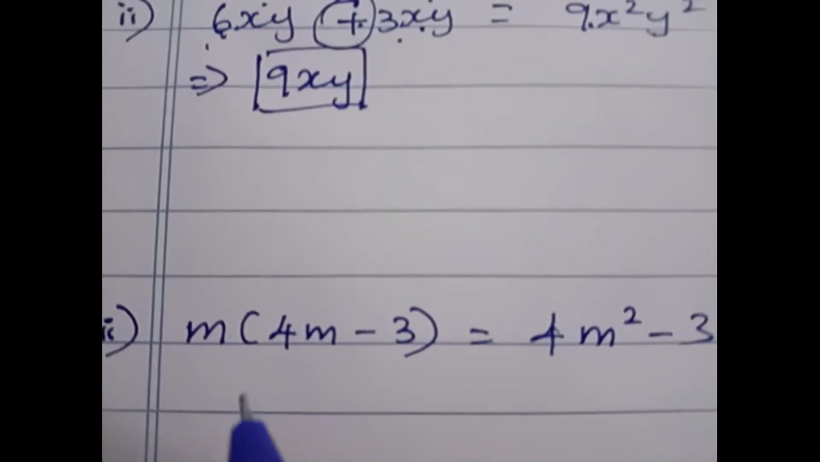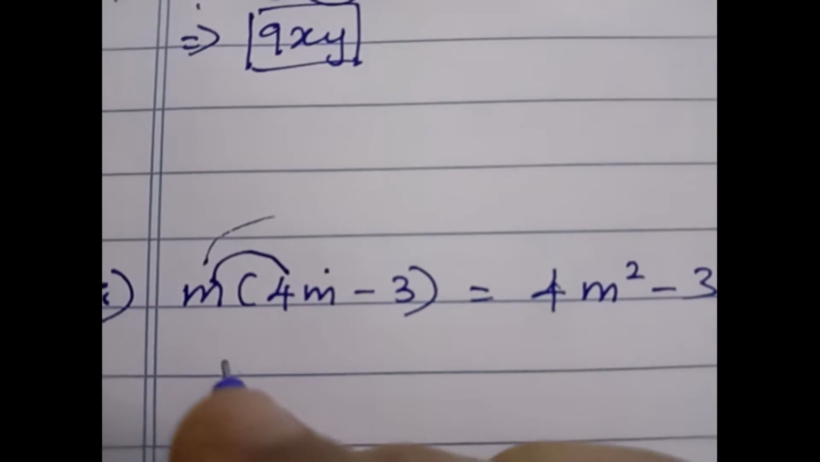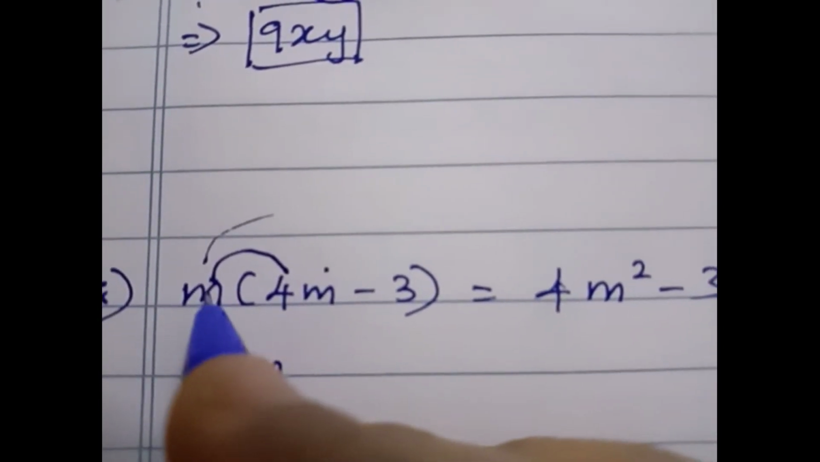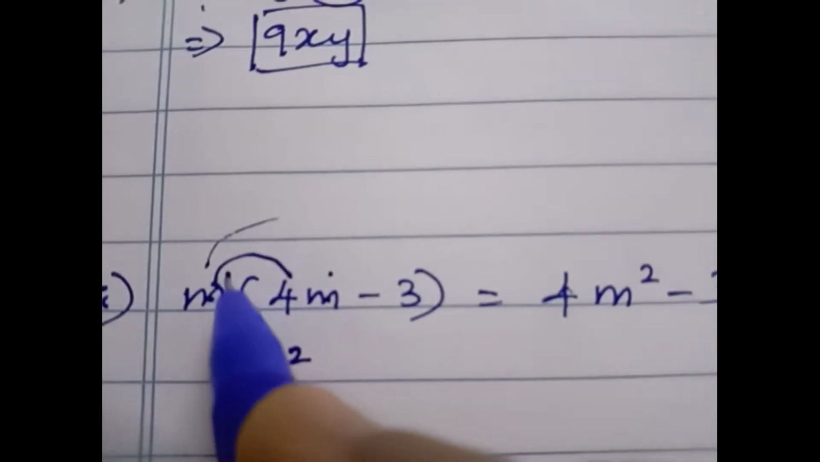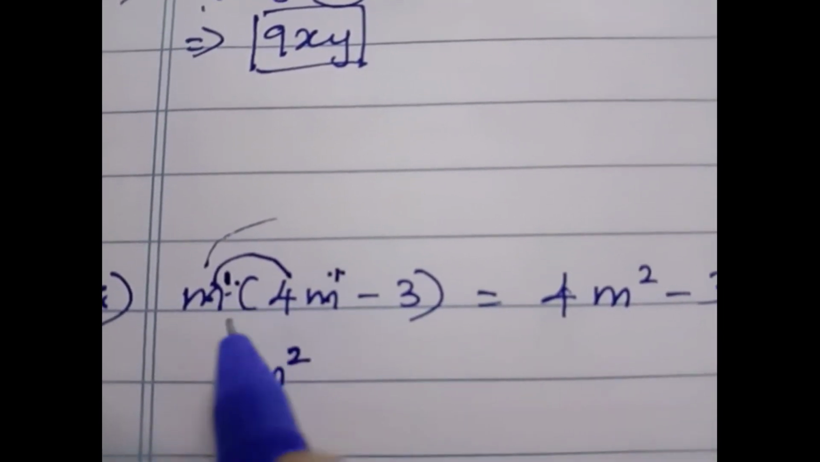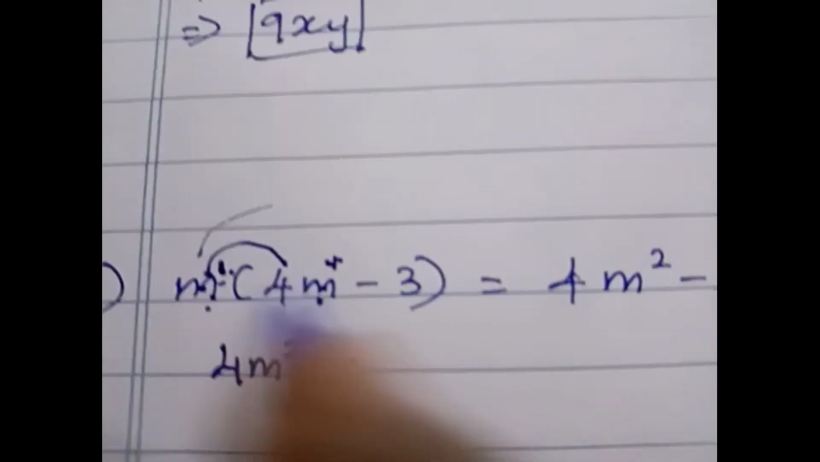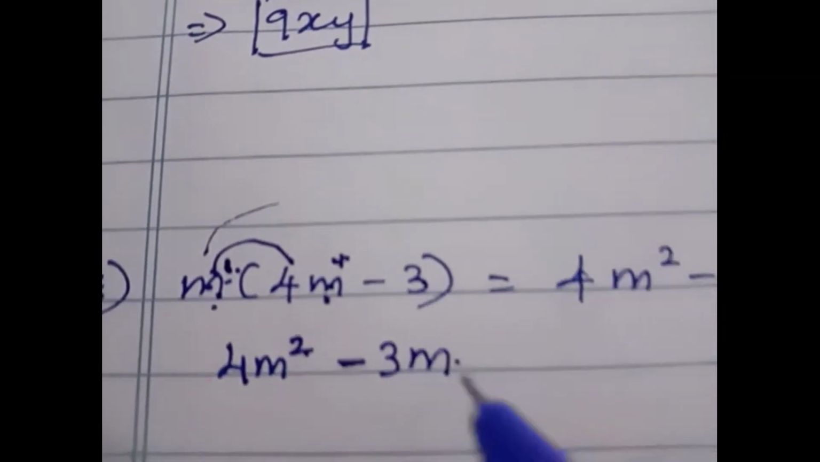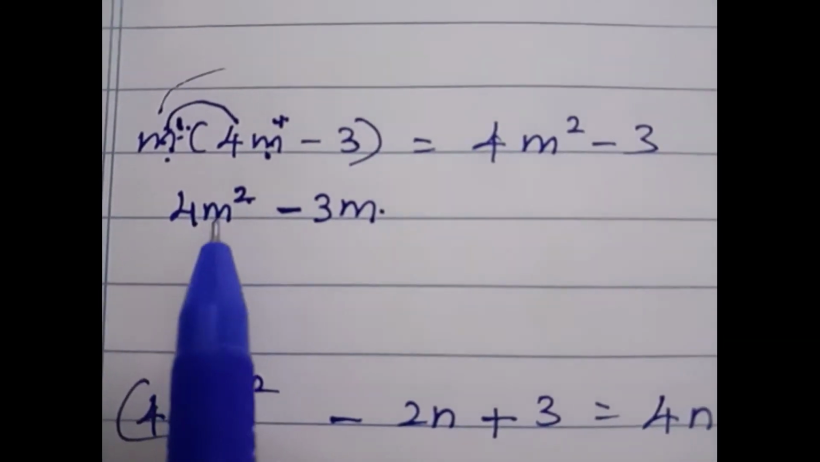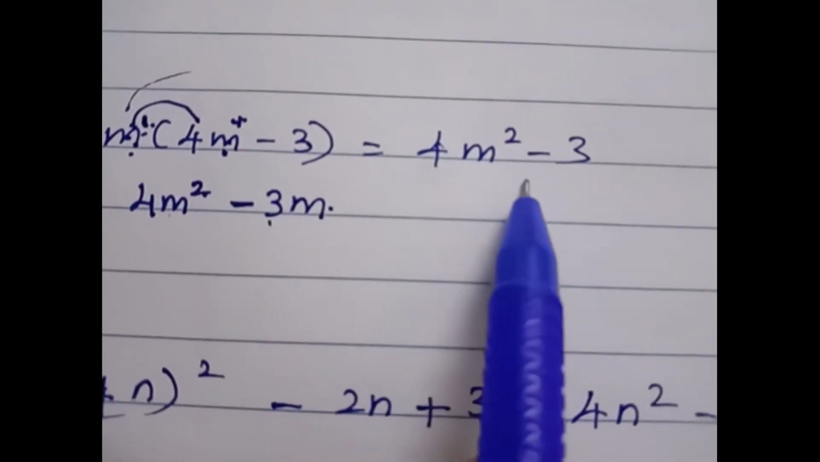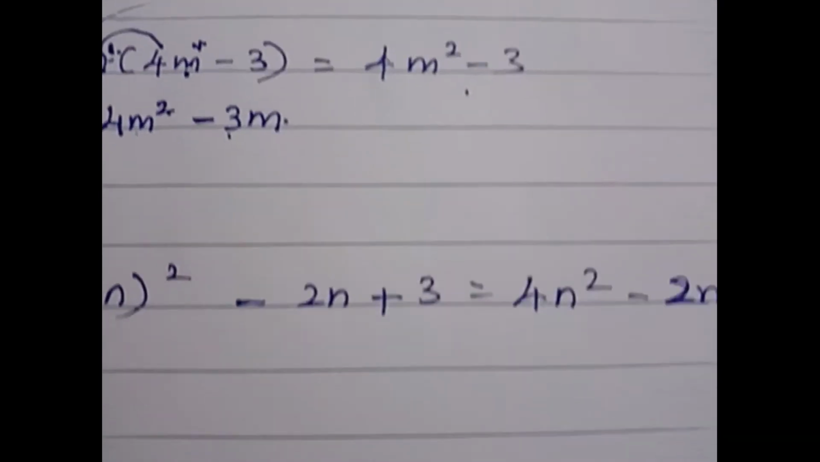Then third one, multiply the monomial with the binomial. 4 m into m is m square. That is here 1, here 1. You have to add the power when you are multiplying. So 1 plus 1 is 2. Minus 3 into m. So the correct answer is 4m square minus 3m. But in your right hand side they given 4m square minus 3, which is wrong.